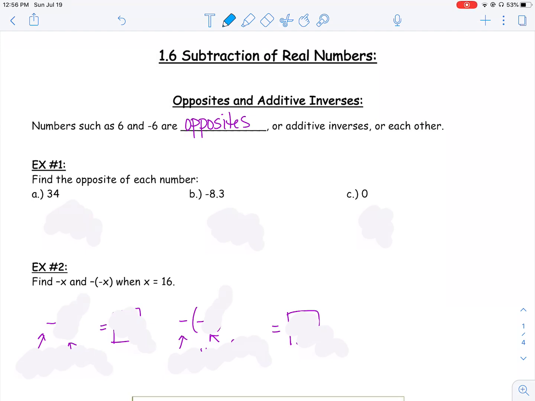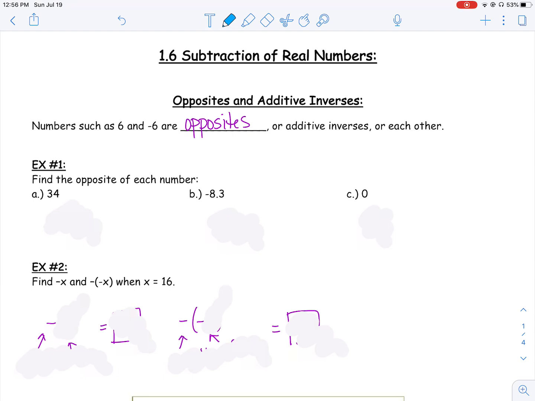All right, in our last section, we talked about adding numbers, adding positive and negative numbers. In 1.6 now, we're going to talk about subtracting numbers, subtracting positive and negative numbers. Before we do that, let's talk about opposites, because this is going to help us with our subtraction.